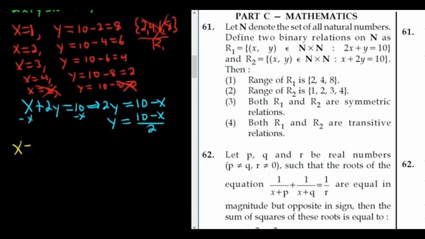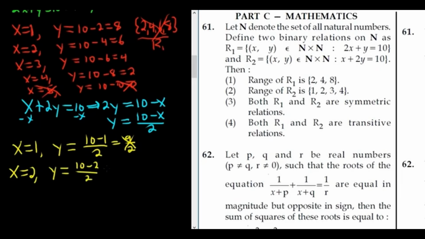When x is 1, we get y equals 10 minus 1 over 2, so that's 9 over 2. That's a failure. It's not a natural number. It's got to be 1, 2, 3, 4, 5, 6, 7, 8, 9. It's got to be a whole number, so no good. When x is 2, we get 10 minus 2 over 2, so we get 8 over 2, so we get 4. That's good. That's going to be in the range. I'm going to circle it. That's one of the elements in the range there.